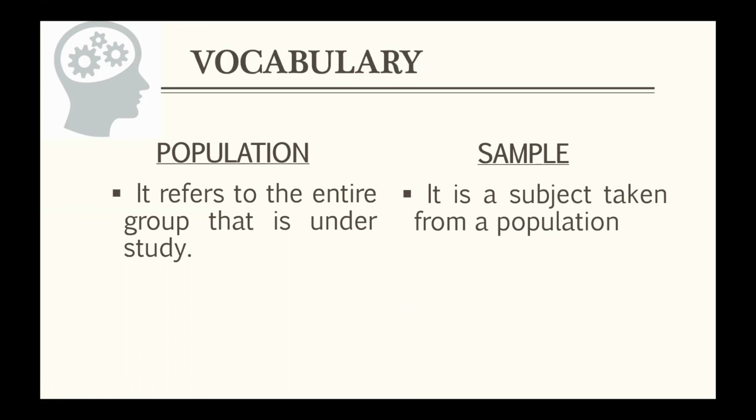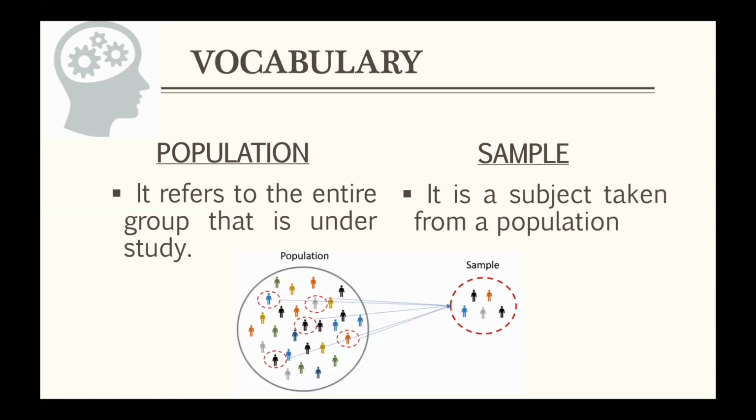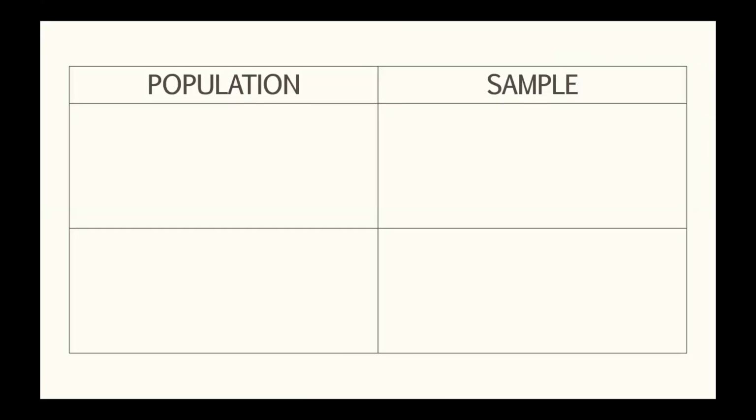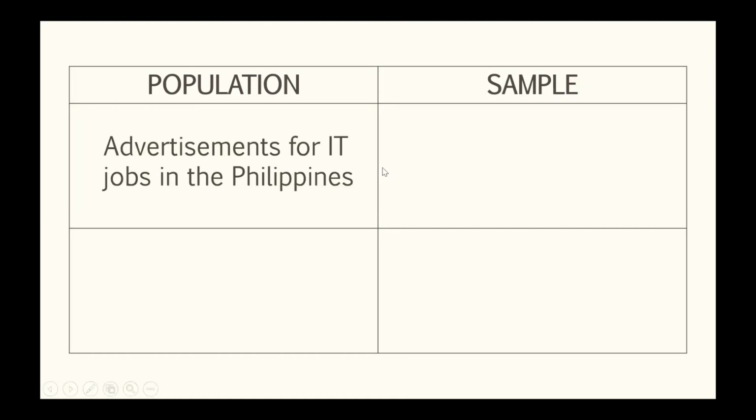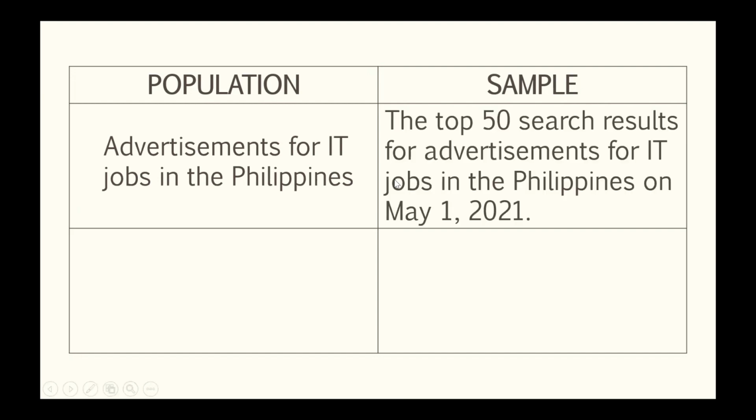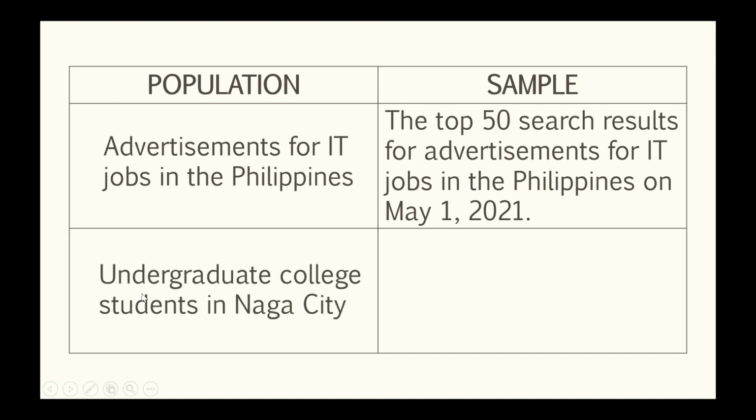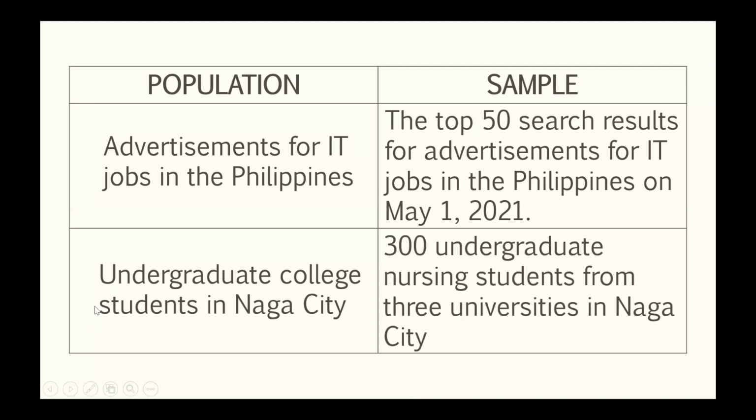To have a better understanding about population and sample, let us have this illustration. From a bigger group, you can have the sample. Example of population and sample. In population, advertisements for IT jobs in the Philippines. As representative or as sample, the top 50 search results for advertisements for IT jobs in the Philippines on May 1, 2021. Another, undergraduate college students in Naga City. As a representative or sample from the population, 300 undergraduate nursing students from 3 universities in Naga City. Always remember that sample is less than the population.